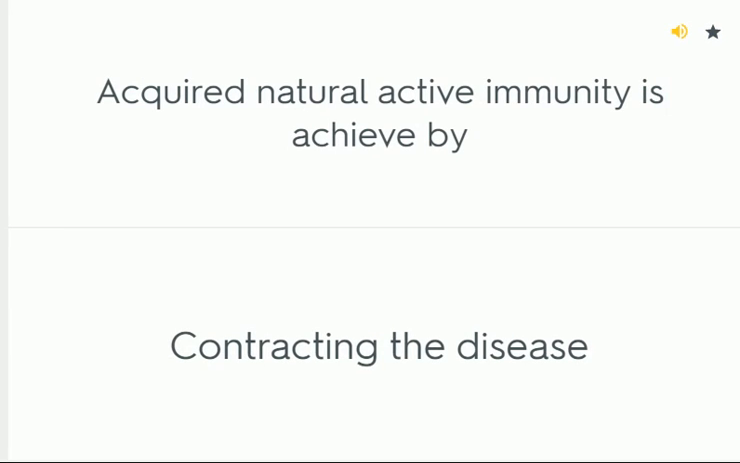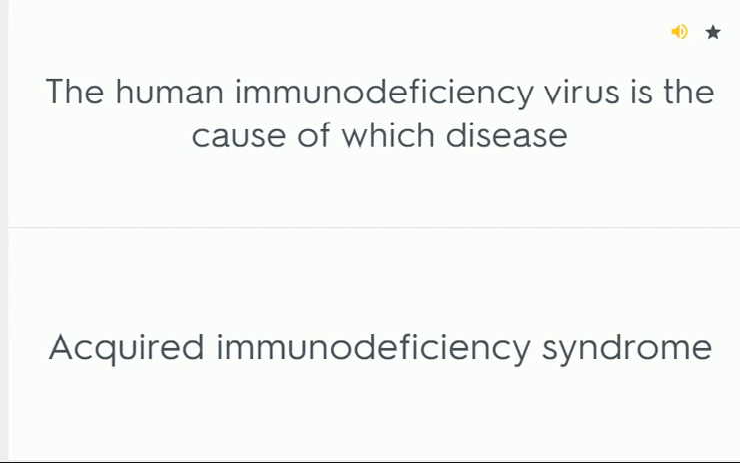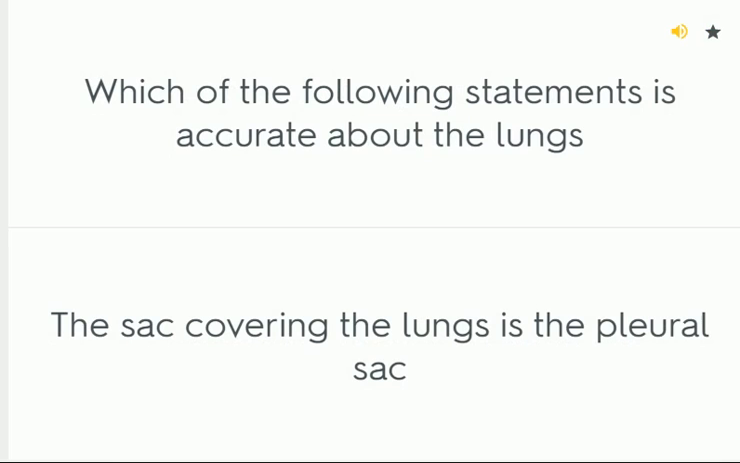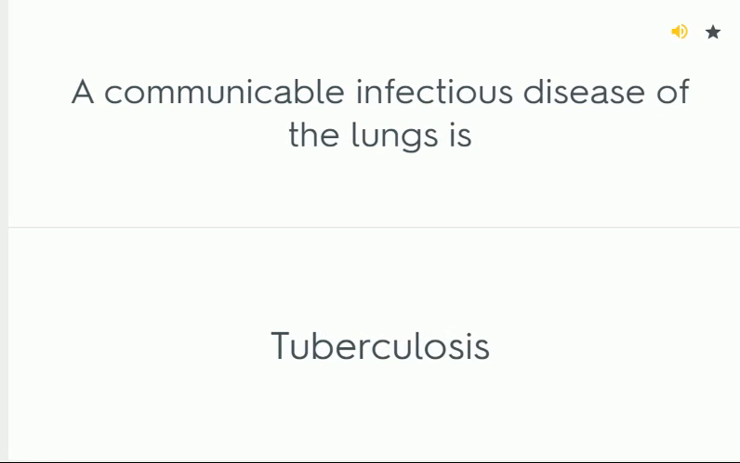Acquired natural active immunity is achieved by contracting the disease. The human immunodeficiency virus is the cause of which disease? Acquired immunodeficiency syndrome. Which of the following statements is accurate about the lungs? The sac covering the lungs is the pleural sac. A communicable infectious disease of the lungs is tuberculosis.